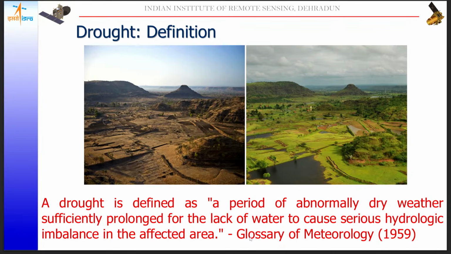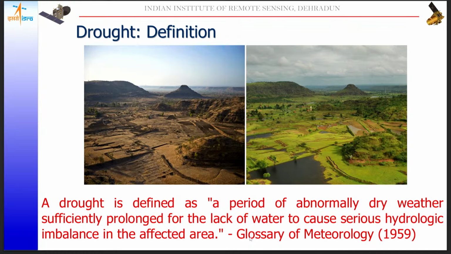A period of abnormally dry weather means there should be a certain period. We can't say that with 1 day, 2 days or 3 days of zero rainfall it is a condition of drought. There is a substantial duration of time which is based on the dry spell. So based on the dry spell, the situation of drought is defined, and that is a deficiency of water which may create abnormal dry weather conditions.